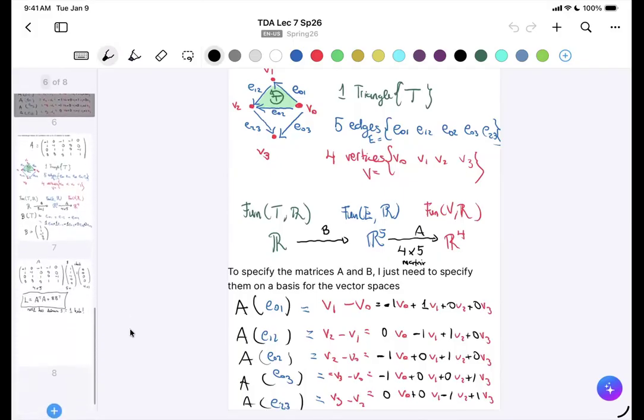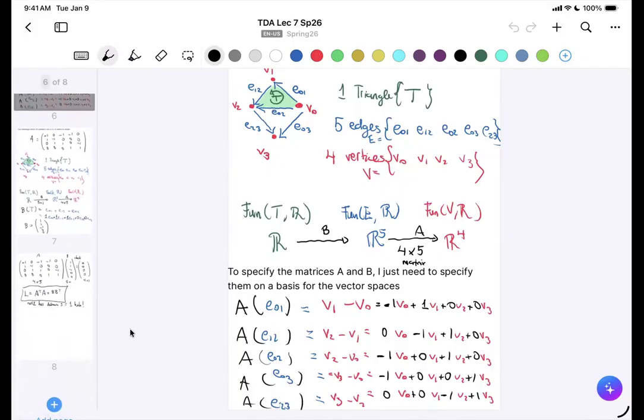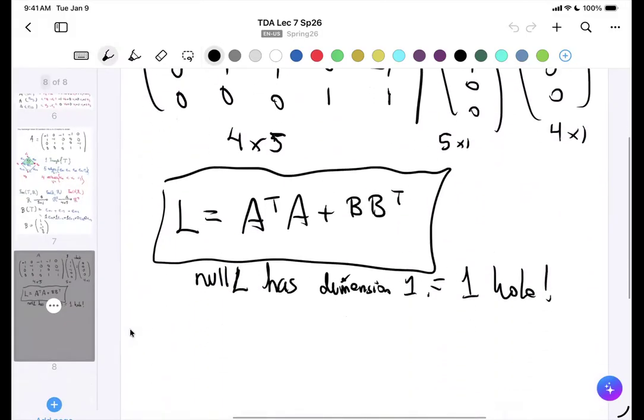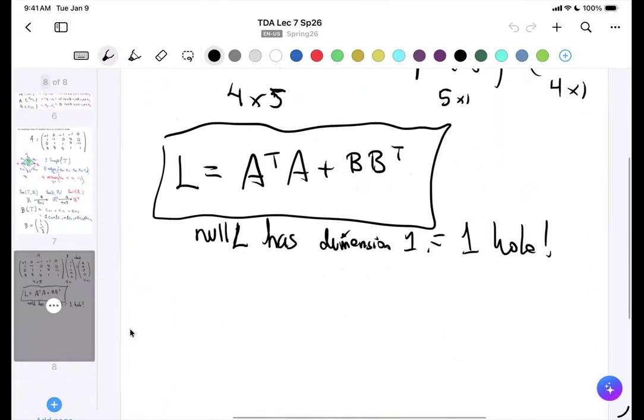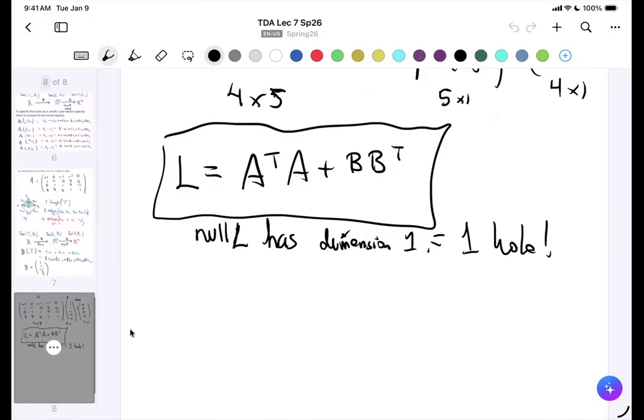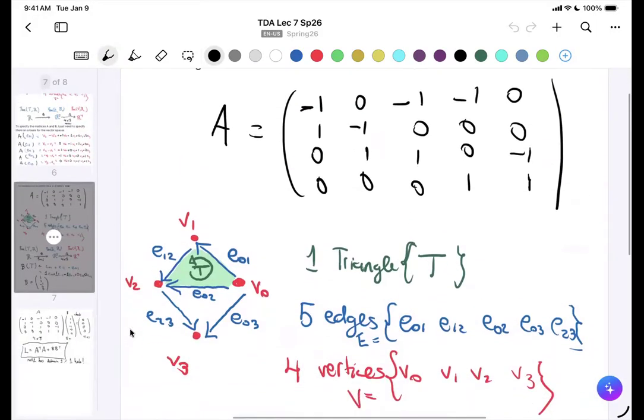We'll come back to that later after I have given you the definition of what a simplicial complex is. But basically, the fun part is that once you have these matrices A and B, you can find this Laplace matrix, and the dimension of the null space counts the number of holes that the space had. If you think about it as a space, you live in this weird world which is made out of a triangle with these two edges, and you can only move in that world.